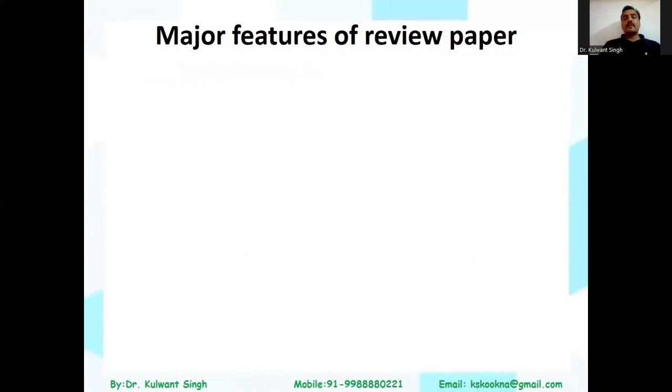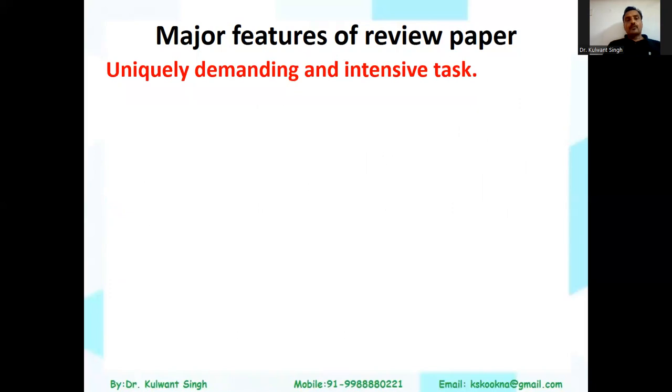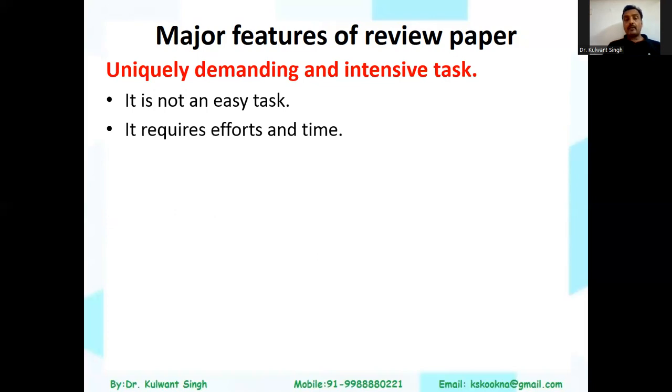Next is the major feature of review papers. What are the features? So first is the uniquely demanding and intensive task. It is not an easy task to write a review paper. It requires efforts and time.